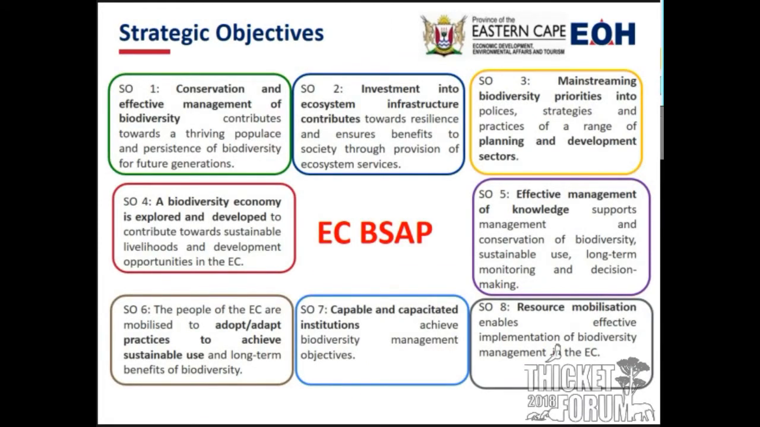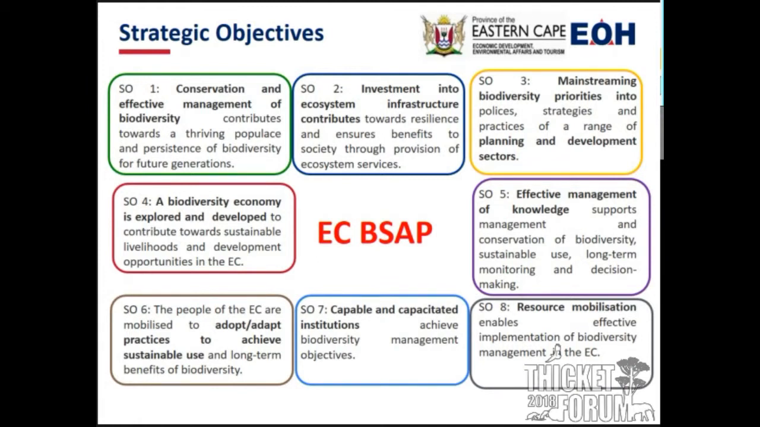As a first draft that no one's really seen yet, we've outlined 8. Now the national NBSAP has 6, the Western Cape has 7, and I felt that the Eastern Cape has a lot of work to do. We're not very ahead of the game. We've had a conservation plan in place much longer than any other province, but we still seem to be lagging behind.